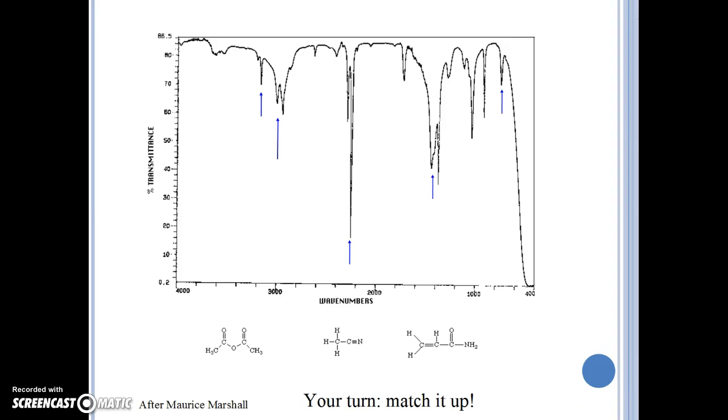And you can take your turn here. Which of these three do you think this is? Use your chart and turn the projector off while you're doing it. There's your molecular formula.